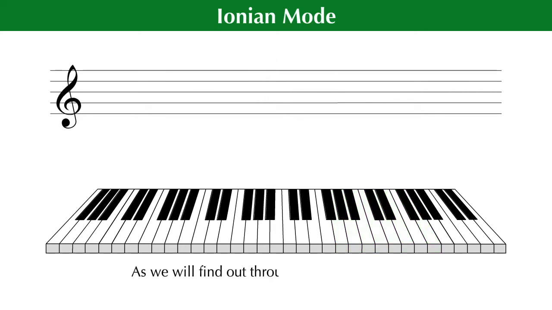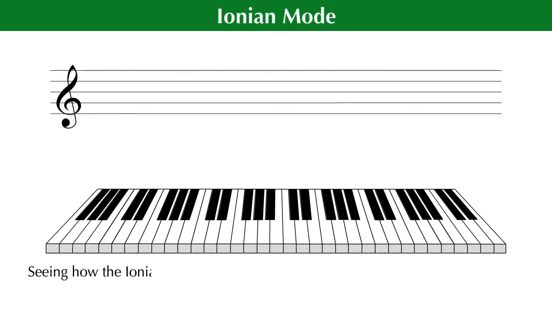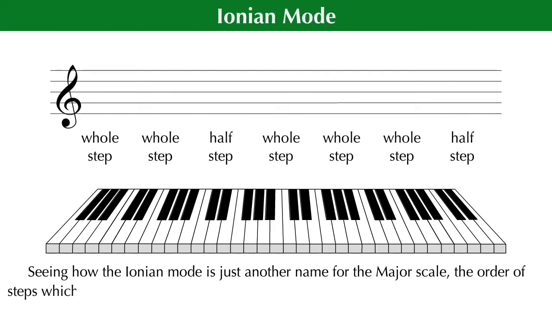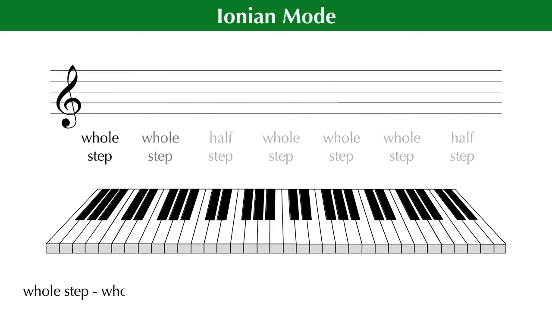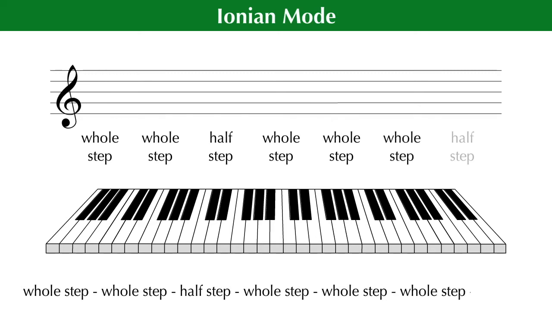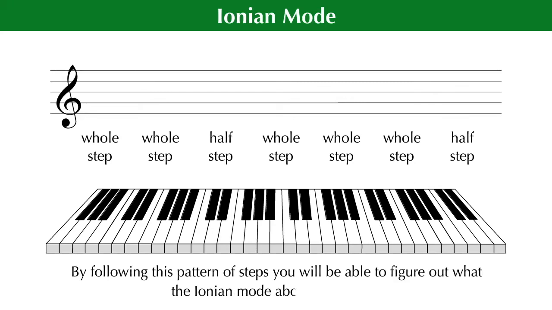As we will find out throughout this video series, modes can also be characterized by their unique pattern of whole steps and half steps. Seeing how the Ionian mode is just another name for the major scale, the order of steps which produces an Ionian mode above any given note is the same as a major scale. Whole step, half step, whole step, whole step, whole step, half step. By following this pattern of steps, you will be able to figure out what the Ionian mode above any note is.